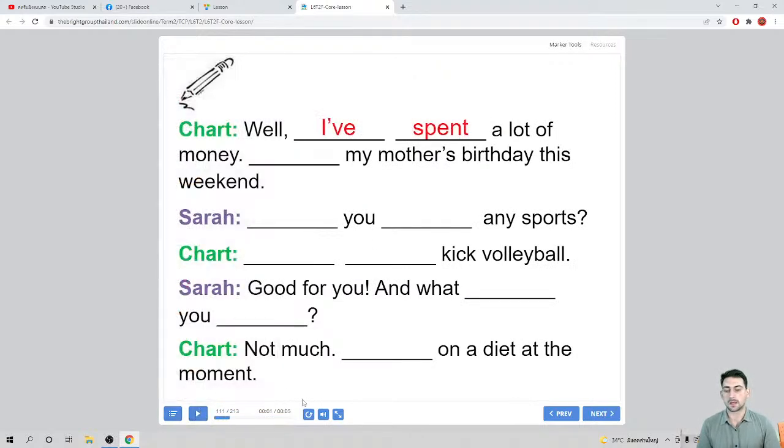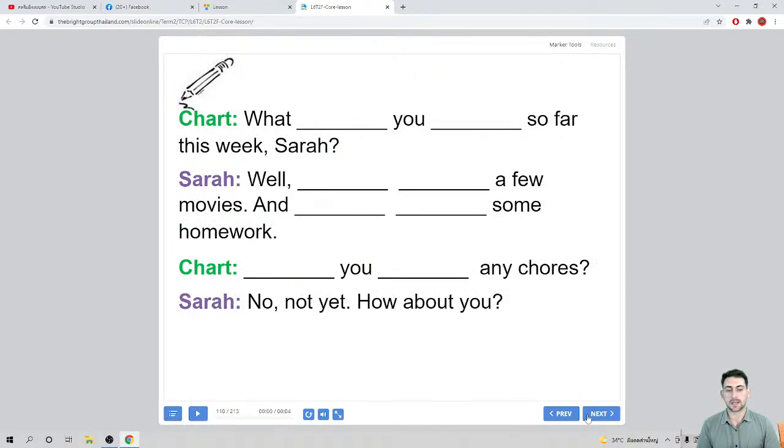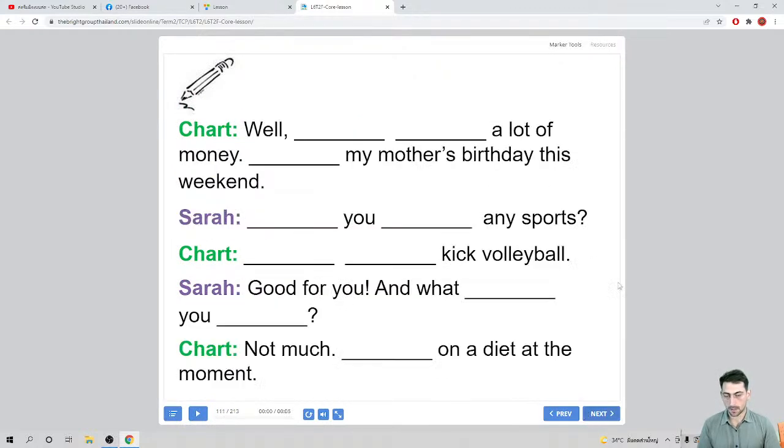Well, no, not yet. How about you? Well, I've spent a lot of money. We don't know when, because if we mention when the action happened, then we should use the past simple. But we don't know when Chad spent all this money. We know just that he did it recently.